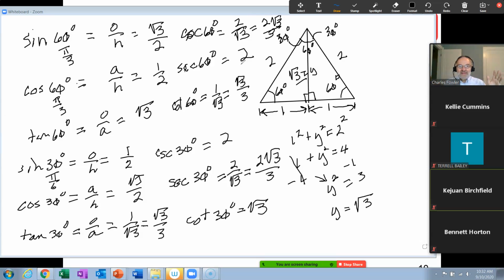Now, frankly, 30, 60, 90 was much easier to do with right triangle trig than it was with the unit circle. It was doable with the unit circle, but it was a little messier. So straightforward here in this one. So that was example 3, top of page 279. Any questions on it?